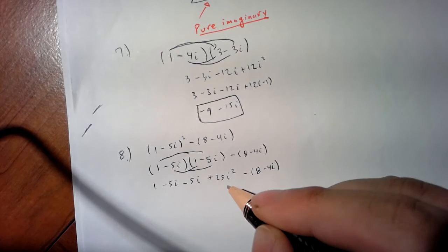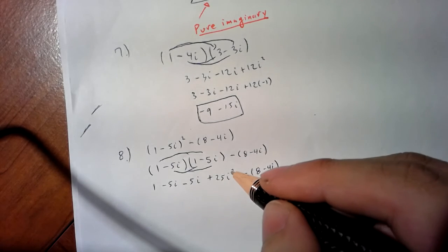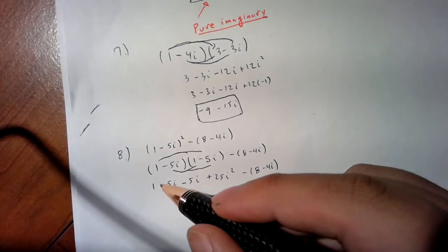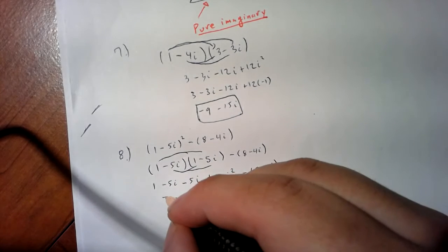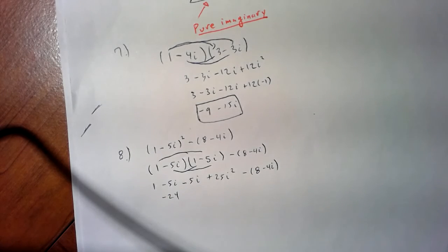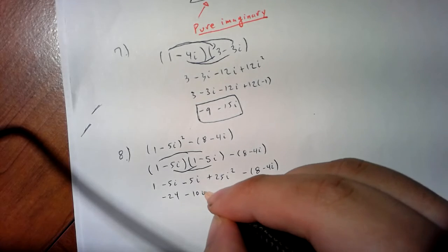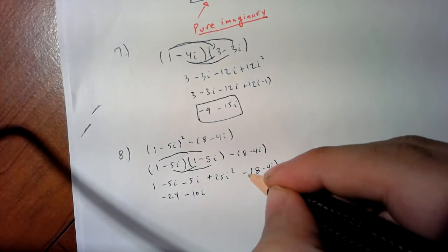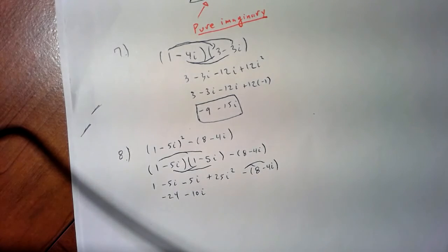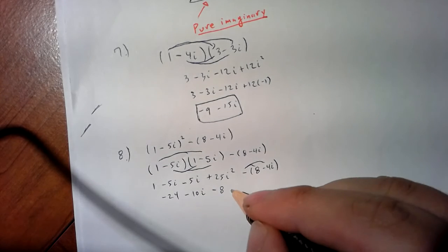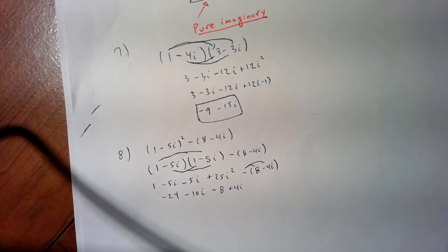Okay. So remember that 25i squared becomes 25 times negative 1, which is negative 25. And 1 minus 25 is negative 24. Okay. And then negative 5i minus 5i is negative 10i. And then on this side, we can just distribute this negative sign. So that's going to give us minus 8 plus 4i.